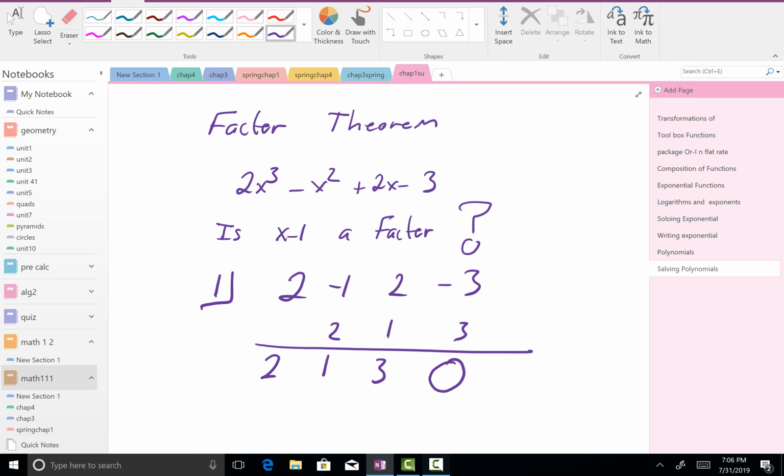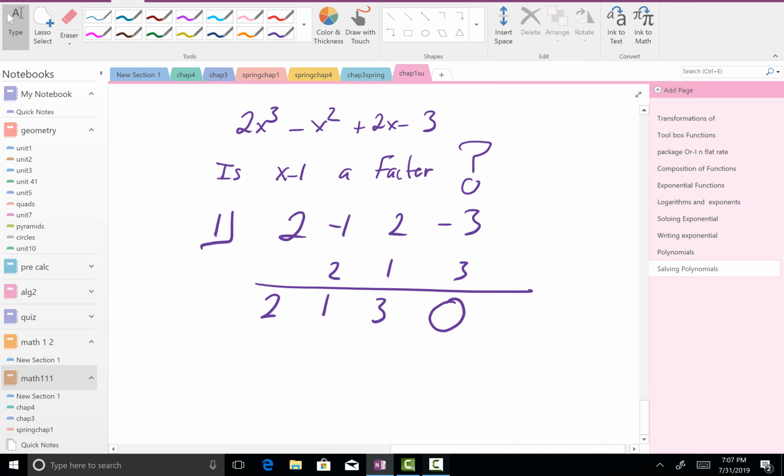If we graph this, what's one x-intercept going to be? 1. Because you just did synthetic division, you got 0. How did you pick 1? Oh, because it was in the example in the book. Oh, okay. So you know it's a factor that has a remainder of 0? Exactly. So you know it's a factor if the remainder is 0. And that's what the factor theorem says.